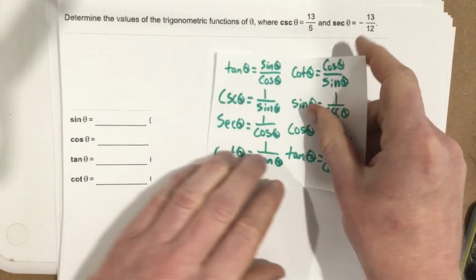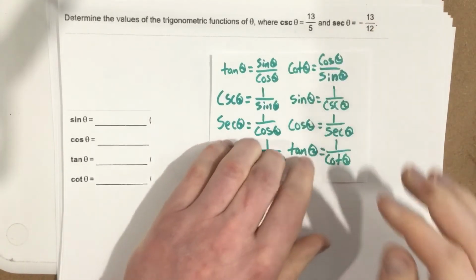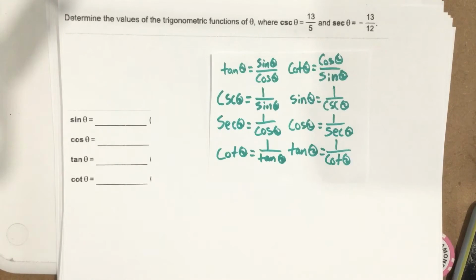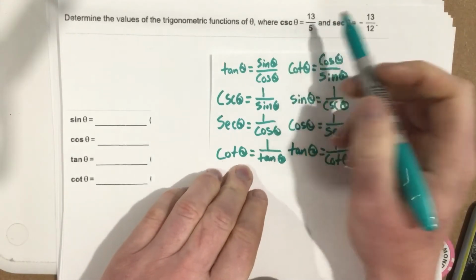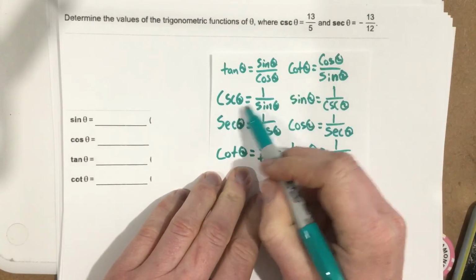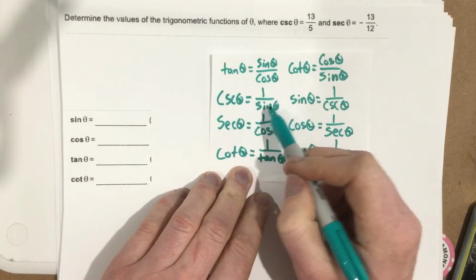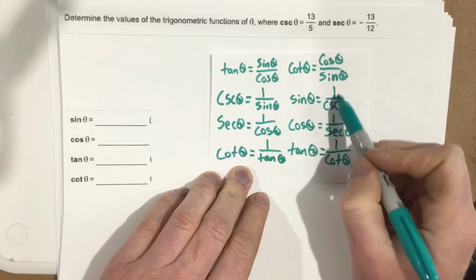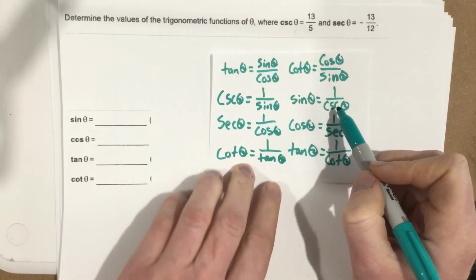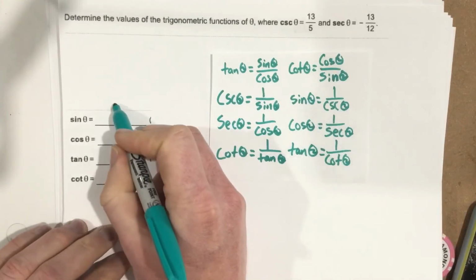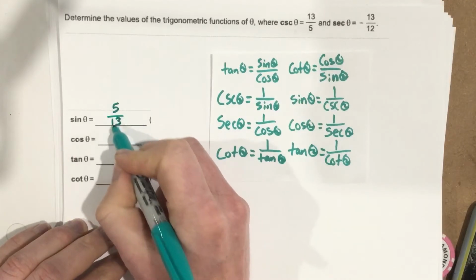Now, we're going to use some of these reciprocal identities here. So we can start by saying if cosecant theta is 13 over 5, well, we know cosecant theta is 1 over sine, or we can say sine is 1 over the cosecant, meaning they're reciprocals of each other. So we can automatically write sine as 5 over 13.